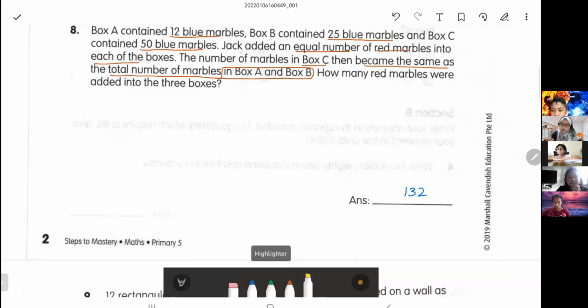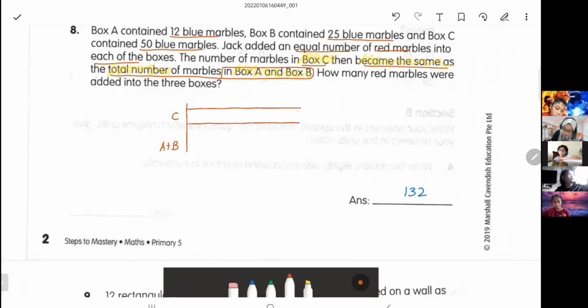We work backwards. This one we work backwards. We work from the back. The back means this one. The number of marbles in box C became the same as the total number of marbles in A and B. We're going to work with this one first. Okay, so if I want to draw my model, it will be C on its own and then A plus B together, right? Because it's the total number of A and B. So I will draw my model equal, right? The same as, so it's an equal part model. This is how I draw.